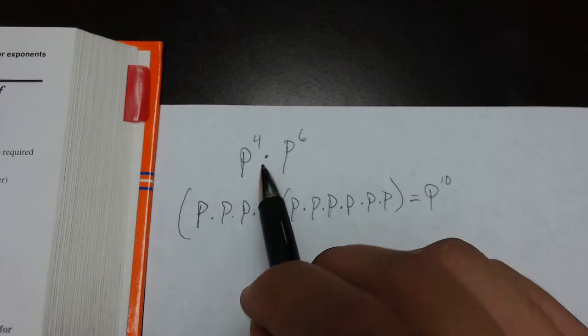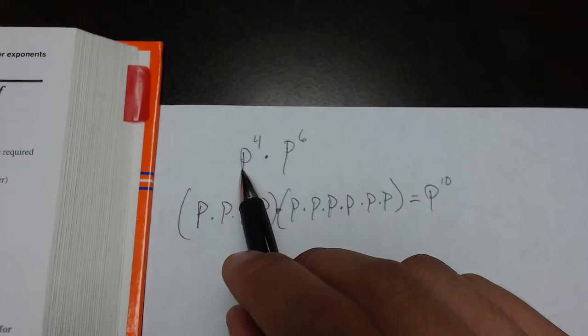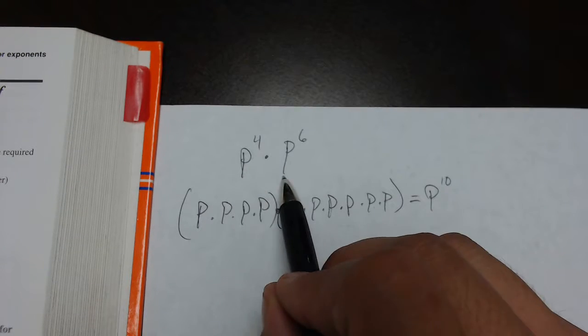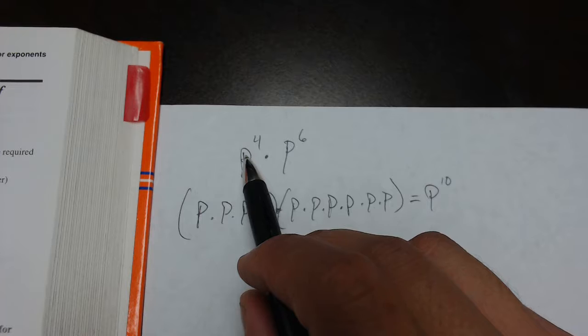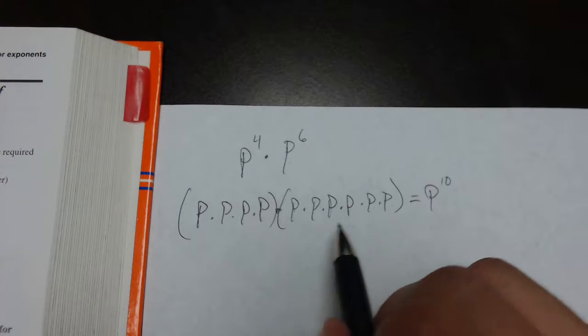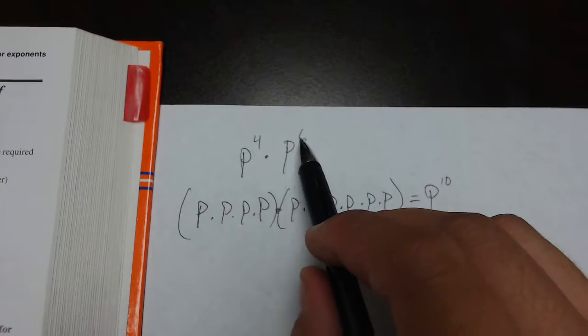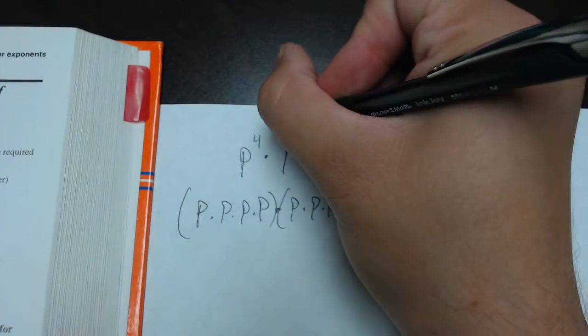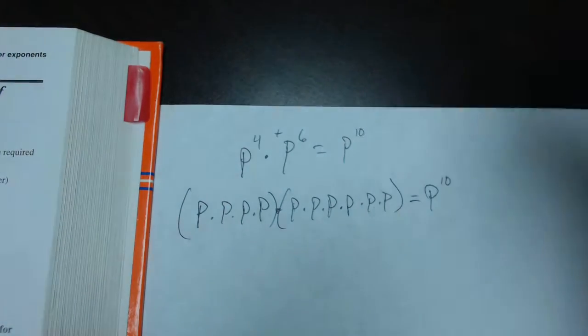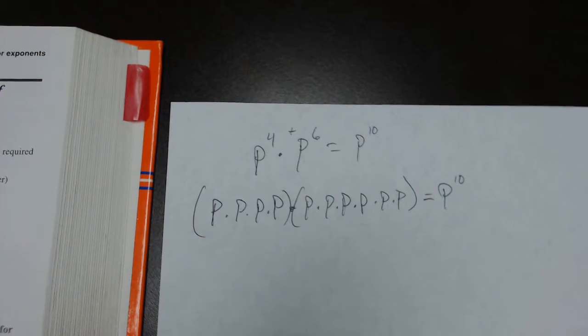And what it tells us is that when we're multiplying variables with exponents that have the same base number, in this case p, all we have to do to multiply them is add the exponents. So what the power rule says is that instead of drawing all this out every time, all you do is take the exponents and add them. So I could take 4 plus 6, that equals 10, so my answer will be p to the power of 10.